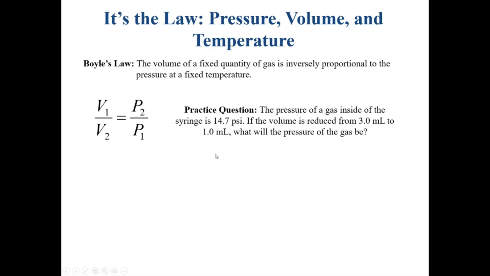So this is a little practice question. We're not actually going to do it, but it just demonstrates what we're looking at here. The pressure of a gas inside of a syringe is 14.7 psi. If the volume is reduced from 3 mL to 1 mL, what will the pressure of the gas be? Well, if we're reducing the volume, meaning we're squishing that gas down into a smaller space, we're going to expect that pressure is going to go up.